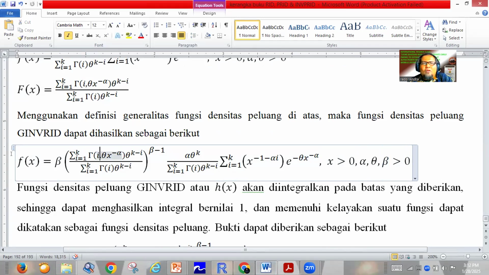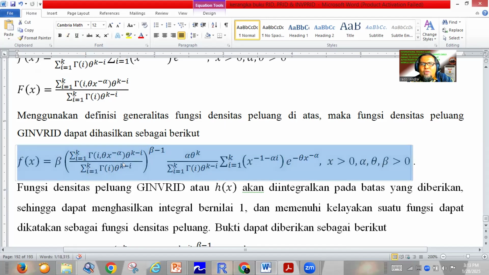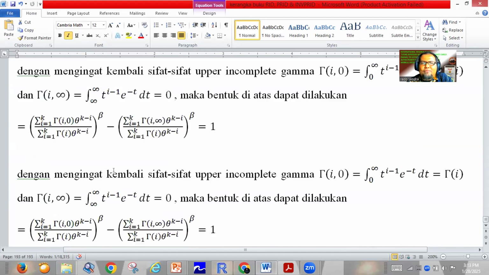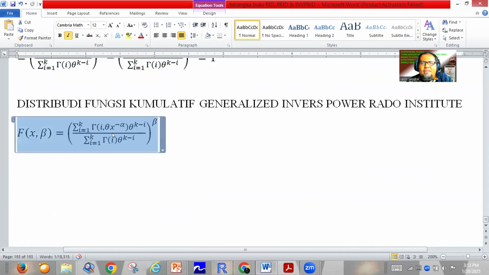www.radoinstitute.com. In this density function, we have the concept of the upper incomplete gamma. K means the number of mixture gamma density functions. So this is the fx, or the density function, and then we have the cumulative. This is the upper incomplete gamma, K means the number of the mixture density, and beta is a parameter.